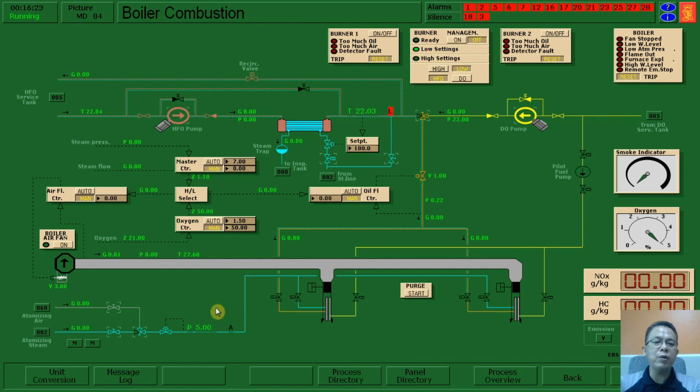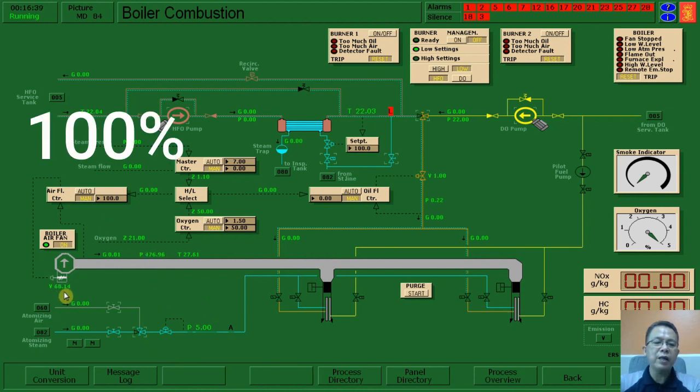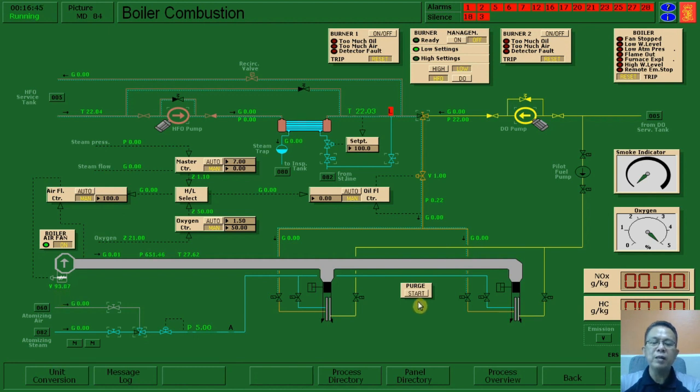Now we will start the boiler air draft fan by pressing the on, and then make the flaps open to 100%. We can find here that the valve is opening 100%. We can press the purging here to start the purge. Let us wait until the purging stage is finished. Now we can see that purging is completed because the button here has pushed up already.